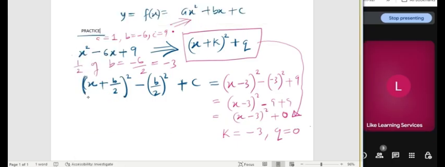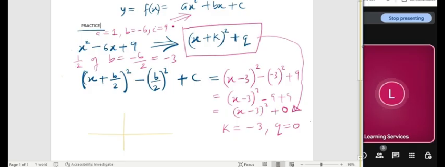How do you look here? I was talking about how you can apply this to plot the graph. That's one good thing about completing the square, because the Q gives you the maximum or minimum value, you know, the turning point.